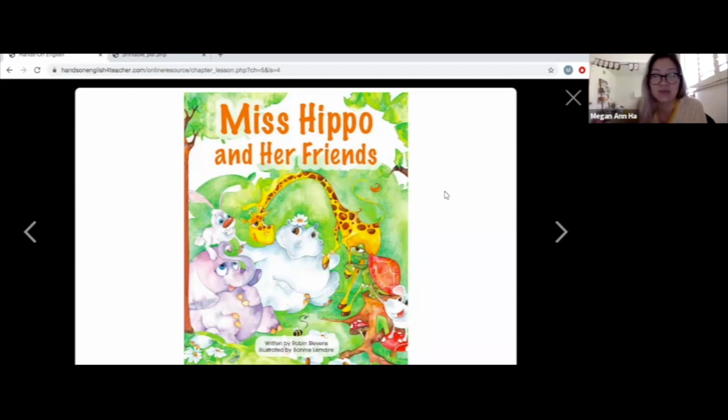Are you ready to read about Miss Hippo and her friends? Yes. Okay. I love animals. I bet you do. Which one do you think is Miss Hippo? Miss Hippo is the one that's big and gray and has a lily on herself. Great job. I like the words that you used. Big, gray, and lily on top. Nice job.